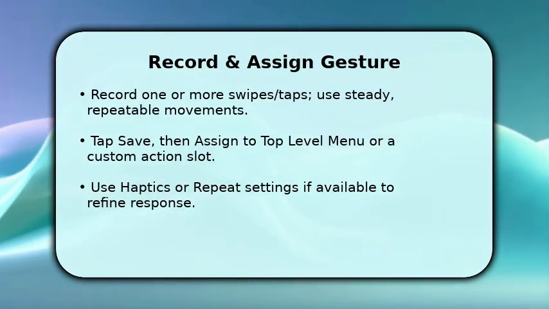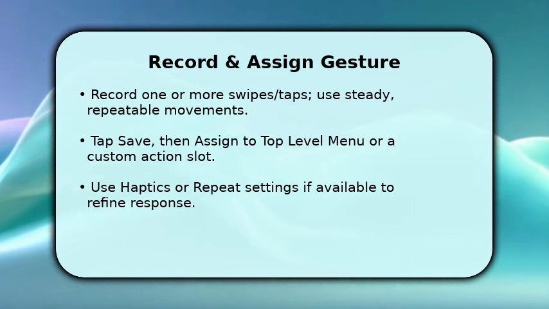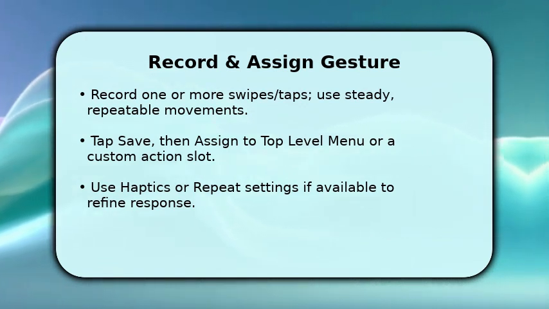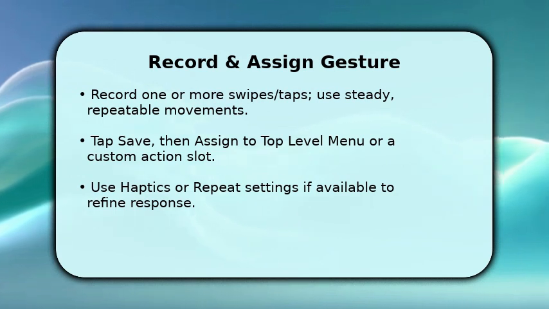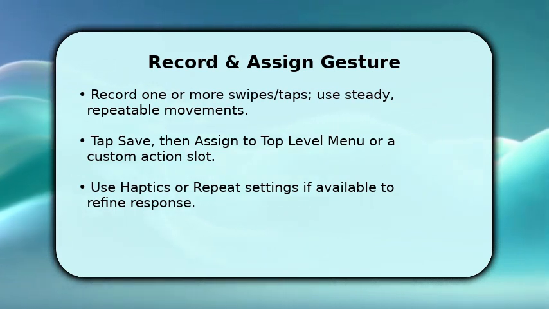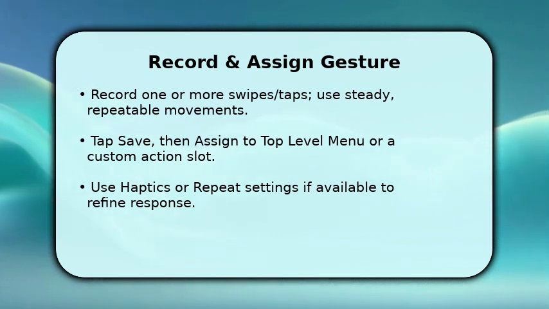Once satisfied, hit save and assign the gesture to a top-level menu slot or map it to a custom action like double tap. Make sure to test it in the live app where you'll use it, because practical use exposes timing or path errors. If it fails, re-record with clearer starting and ending pause.